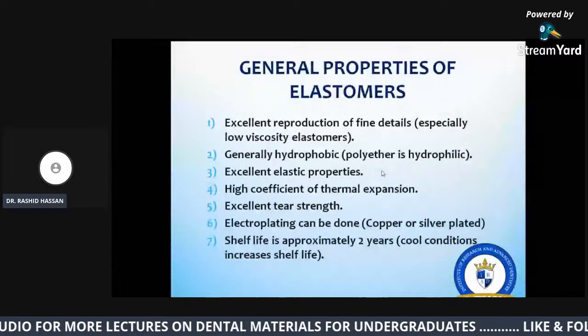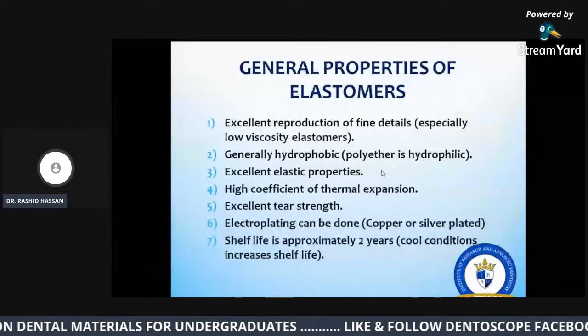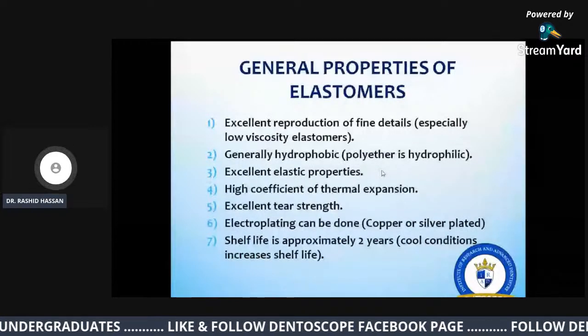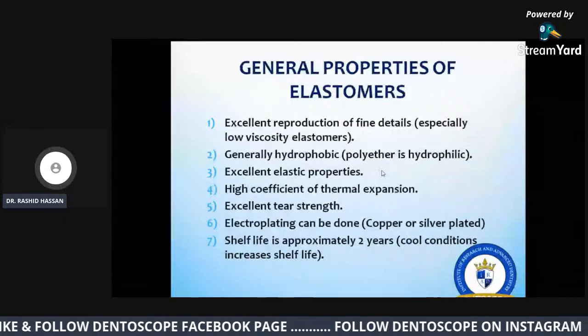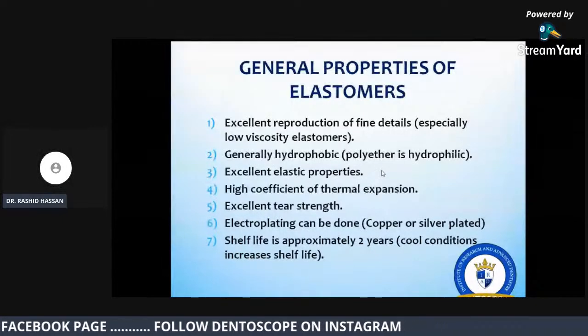Then they have a high coefficient of expansion. That is also a very nice thing for elastomers. Then they have excellent tear strength. So, what does that mean?